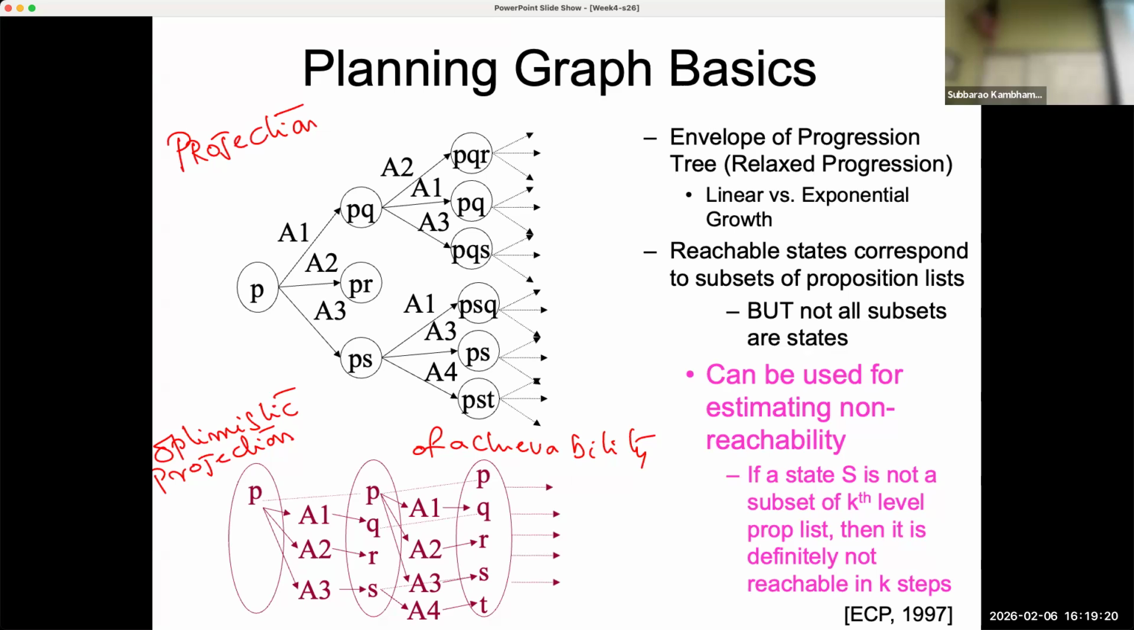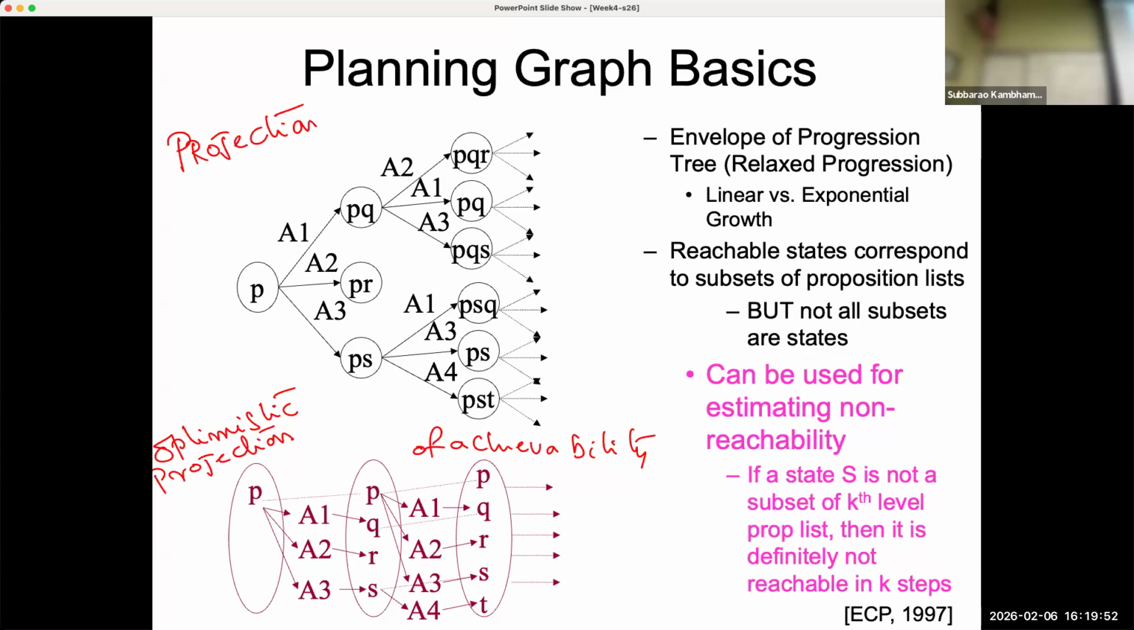And so then basically, if I do this first, I can say the first proposition list is P. The second proposition list is PQRS, because those are the only things in these four. The third proposition list is PQRST. And then the actions that I have there, I'll put the actions here. This is called the planning graph.